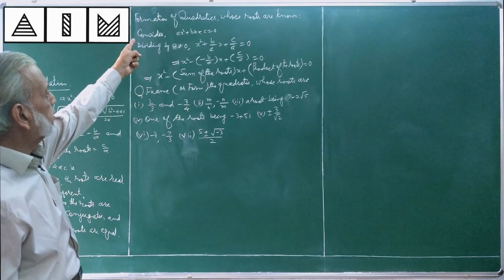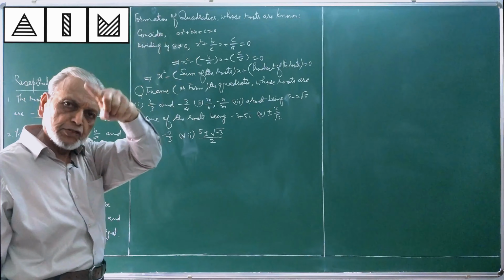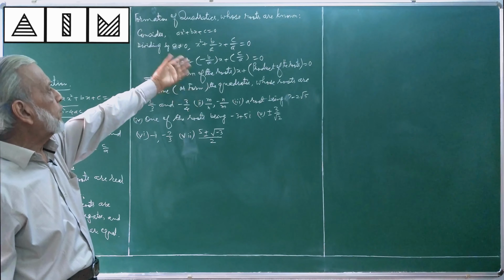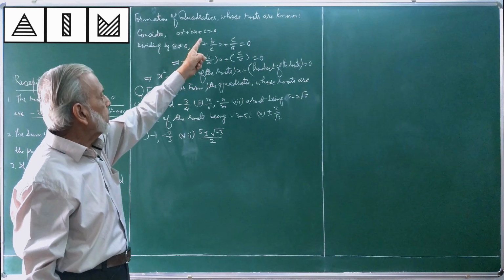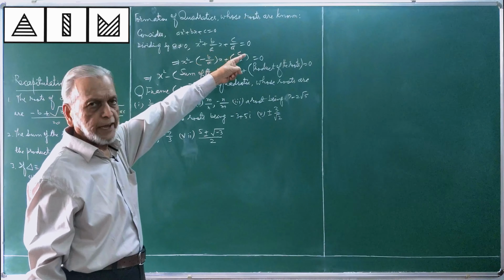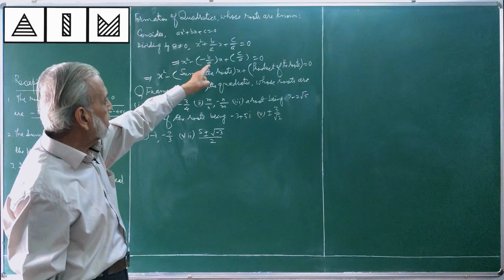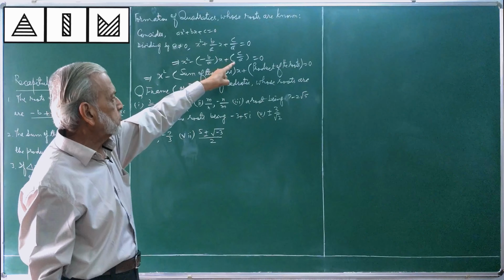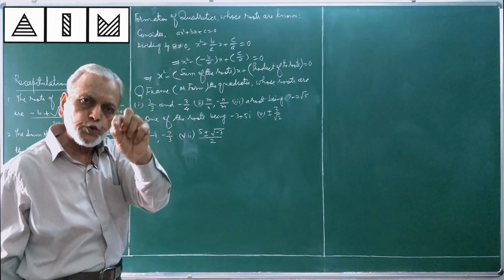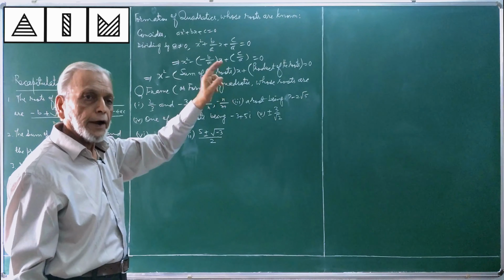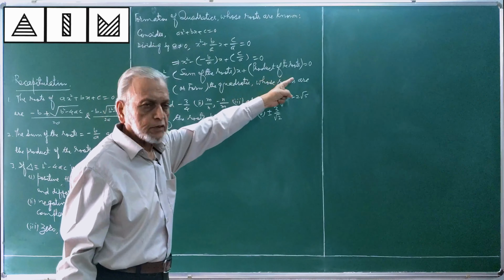See, for example, the quadratic equation in standard form, ax square plus bx plus c is equal to 0. Divide by a: x square plus b by a x plus c by a is equal to 0. Rewrite: x square minus of minus b by a x plus c by a is equal to 0. And you know minus b by a is the sum of the roots, and c by a is the product of the roots.